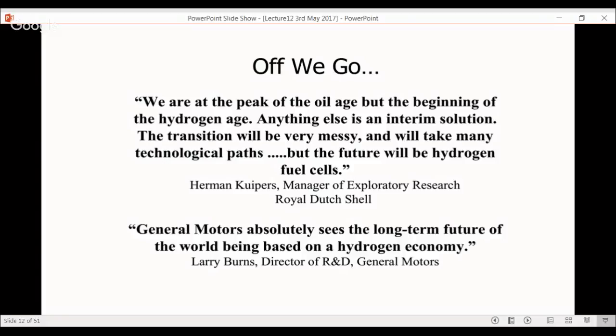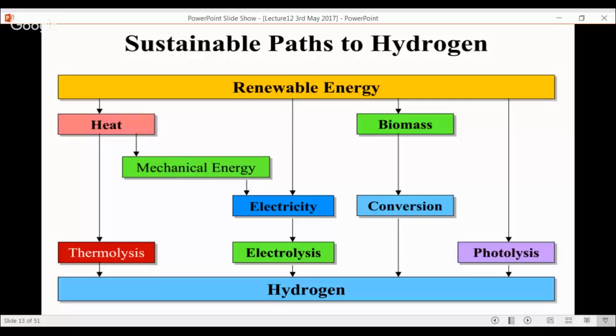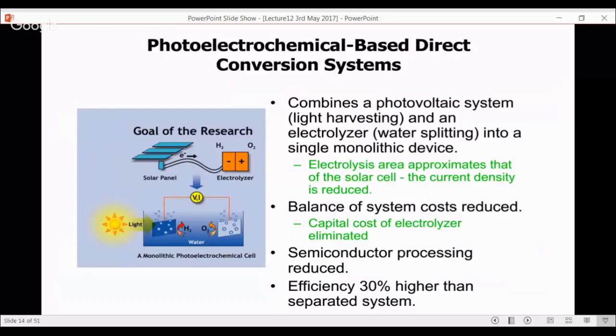Anyway, we will not worry about it at this moment, but the future will be hydrogen fuel cells. General Motors absolutely sees the long-term future of the world being based upon a hydrogen economy. So these are all only to show. This we have shown already, therefore we will not go into all of them.